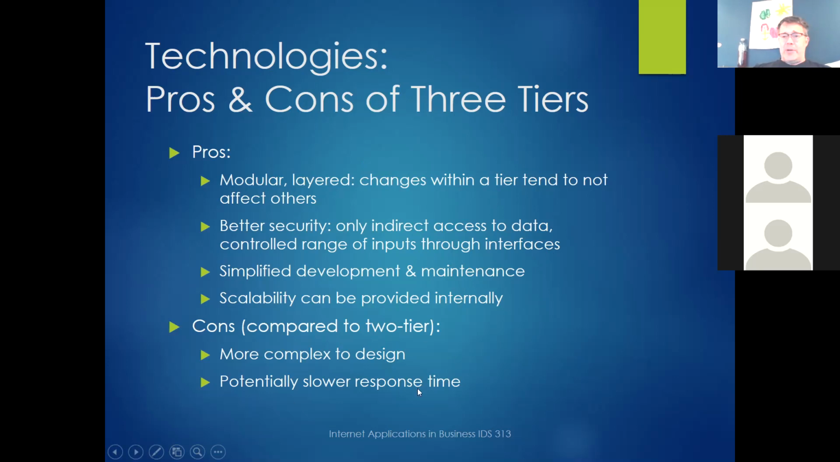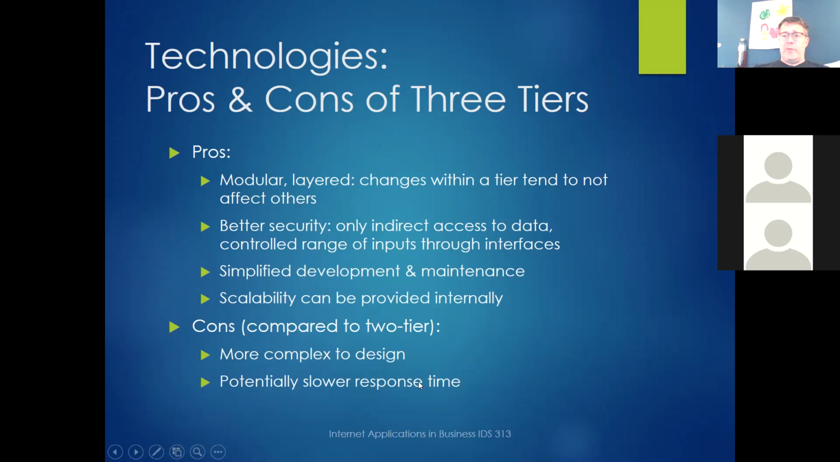The cons, compared to 2-tier, well, number one, it's obviously more complex to design. So there's that hurdle to jump over. I mean, if it had been easy, then all of the companies like Google and Facebook would have done it, but they didn't. And last, potentially slower response time.